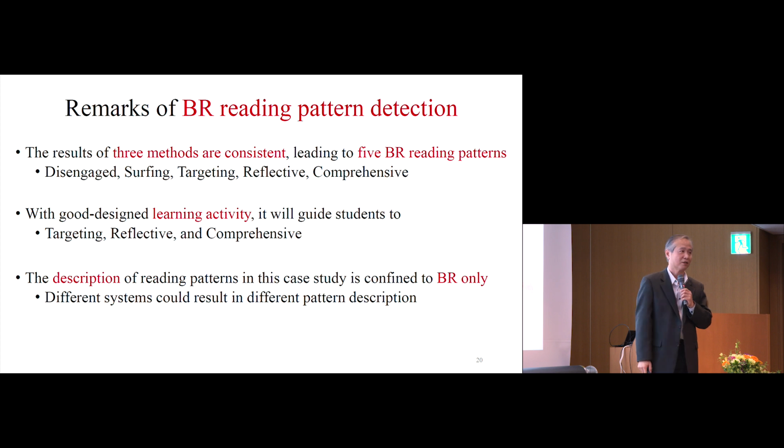So these are the remarks on BookRoll reading pattern detection. Basically, we use 3 different kinds of methods, and these methods are consistent, leading to 5 BookRoll reading patterns, which are disengaged, surfing, targeting, reflective, and comprehensive. Further on, we should focus on well-designed learning activities, which can lead students to the 3: targeting, reflective, and comprehensive. In general, for these students, their grade will pass. But there is a limitation: the description of the reading patterns in this case study is purely based on BookRoll only. So for a different system or different course, we need to redefine the patterns.